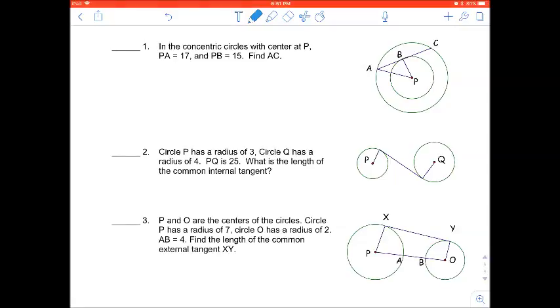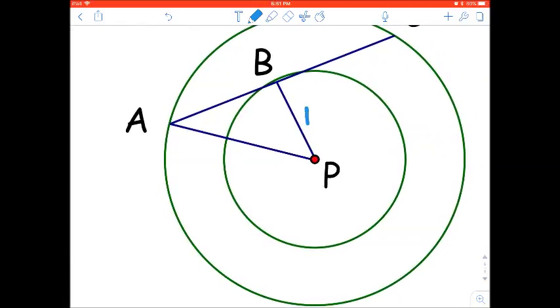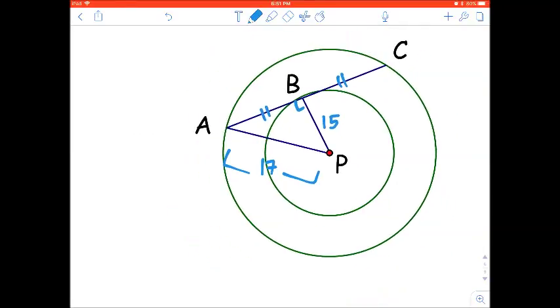Looking at this first example, we're given concentric circles. Concentric circles have the same center but different radii. And so we are given 15 for PB and 17 for PA. If the radius is drawn to this point of tangency, which we need to assume, at point B, then it forms a right angle. Not only that, but it bisects the chord that it forms the right angle with.